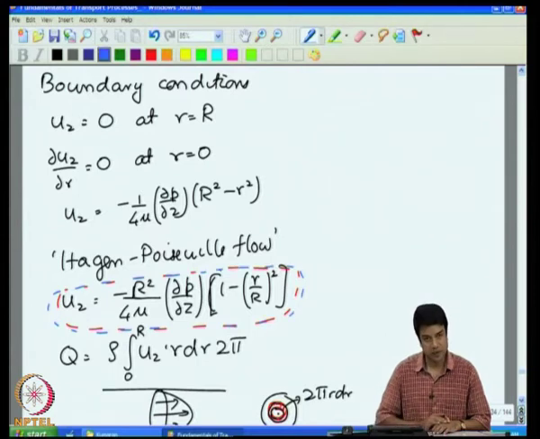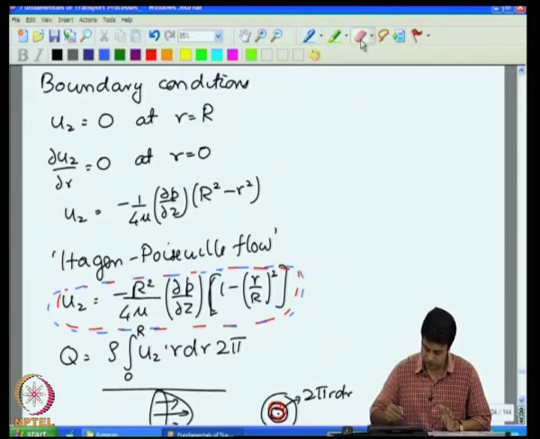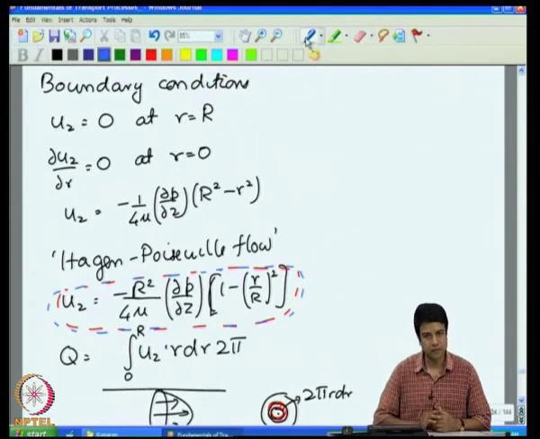As a function of the pressure gradient. And of course, this gives you the variation of velocity along the radial direction. The total volumetric flow rate through the pipe, if it is a volumetric flow rate, I should not be having a density there. So, the total volumetric flow rate through the pipe is equal to the velocity times the cross sectional area.